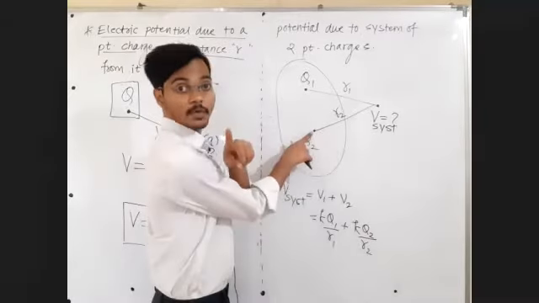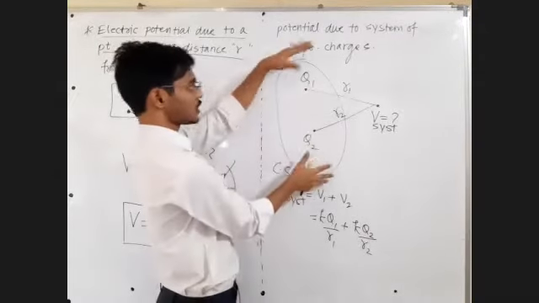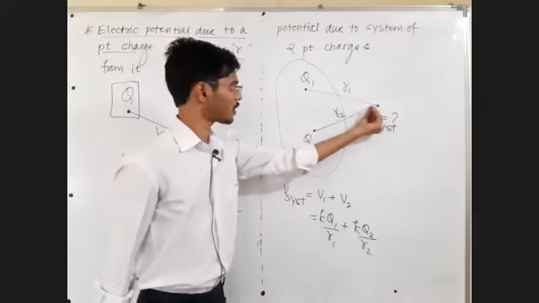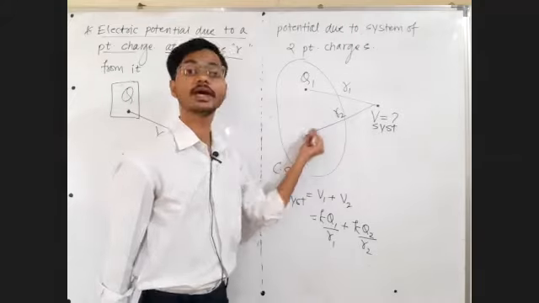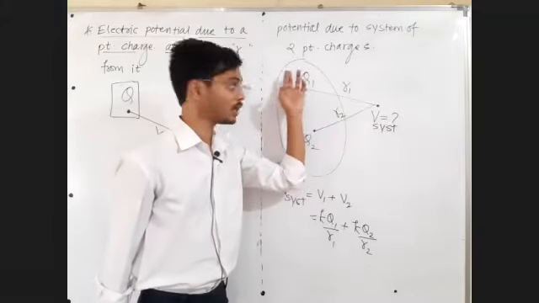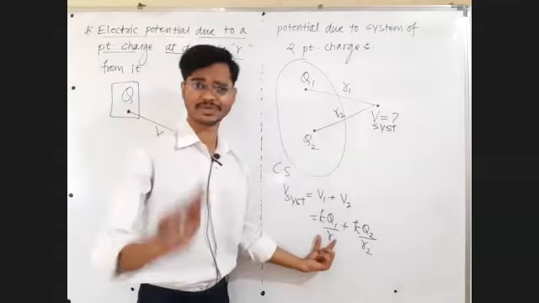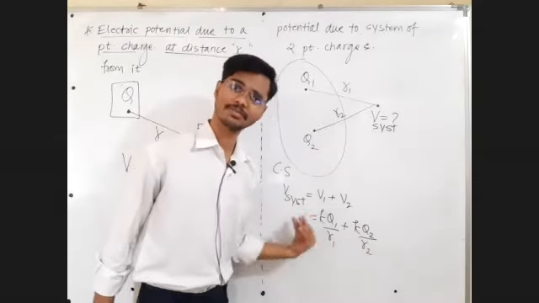This system is a single point charge. Again, the collection gives a larger system. Because of this charge, KQ1 upon R1. Because of this charge, KQ2 upon R2. KQ1 upon R1 plus KQ2 upon R2. This is going to be a number, positive, negative, zero, but a number. Just add them, get the net potential.